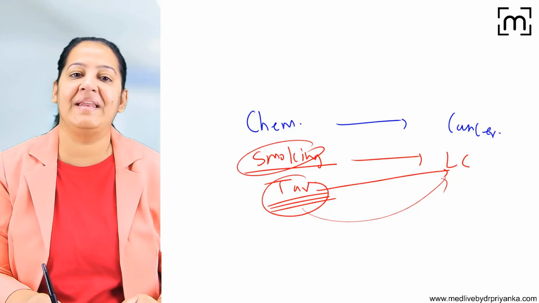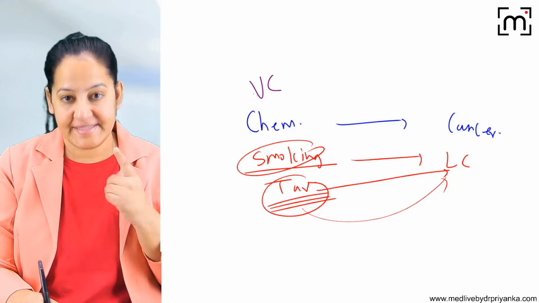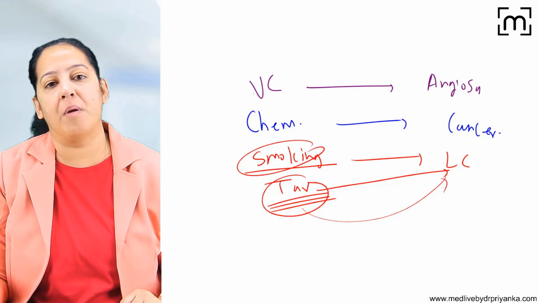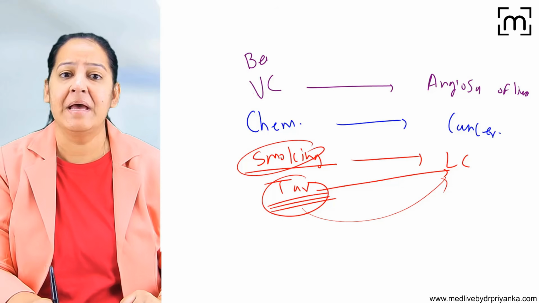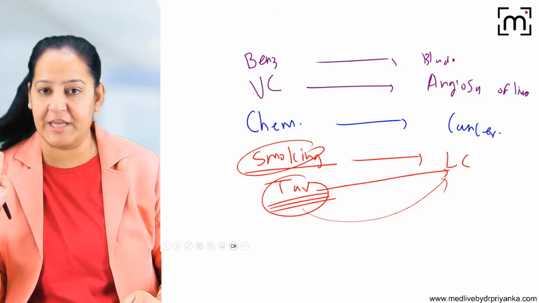In a similar way, there are many chemicals which lead to a particular cancer. Let's say one more example, vinyl chloride. It's a chemical that leads to angiosarcoma of the liver. In the same way, there are many other examples. We can say benzene. Benzene leads to bladder cancer. So there are many chemicals which lead to particular cancers.